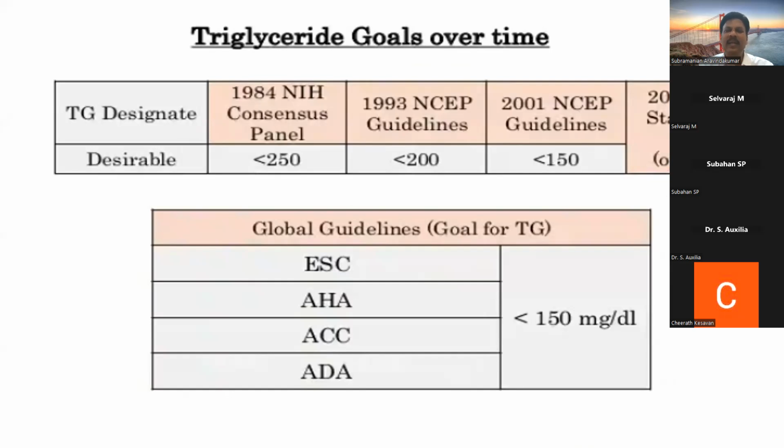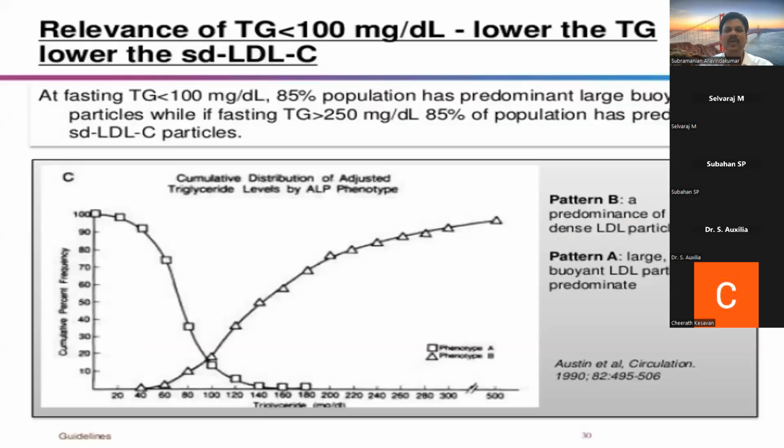But is there any treatment goal? We do not have a goal, but where to start taking measures for controlling triglycerides, we know. Triglycerides to begin with was less than 250, now it is less than 150. So anything more than 150 is considered abnormal for triglycerides, right? Whenever triglycerides are less than 100, predominantly you are not having any small dense LDL at all.